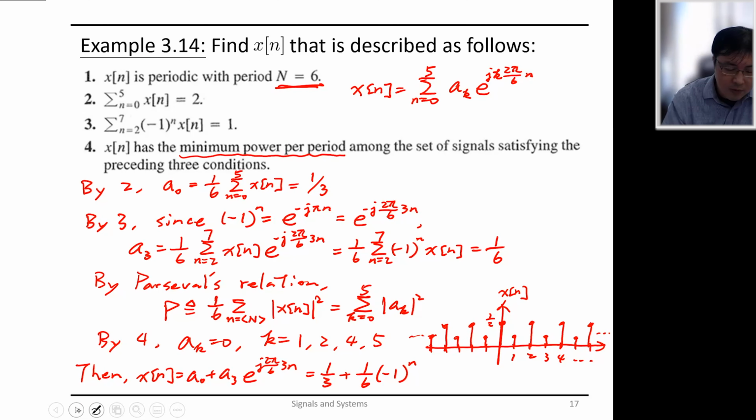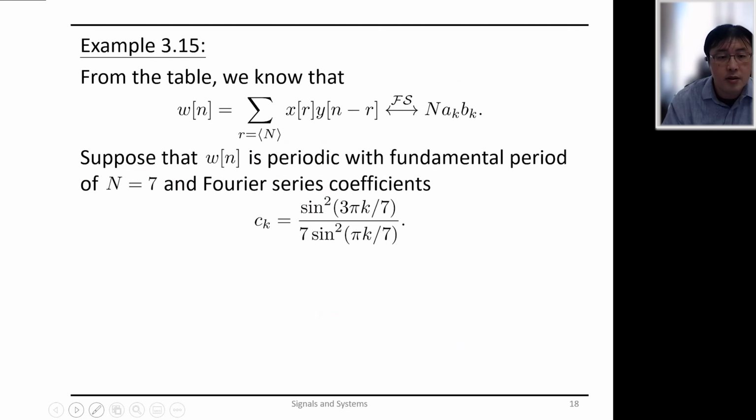So if not, let's move on to the last example. In this last example, we're going to utilize this property here from the table. This is sort of a dual property of the multiplication property. Previously we showed that if you have multiplication in the time domain signal, then the Fourier series coefficient would be equal to a periodic convolution. Now this is true the other way around.